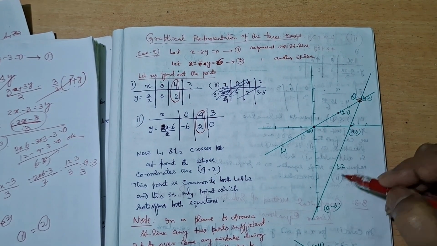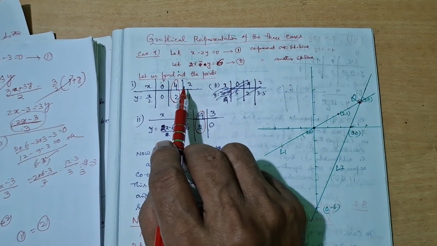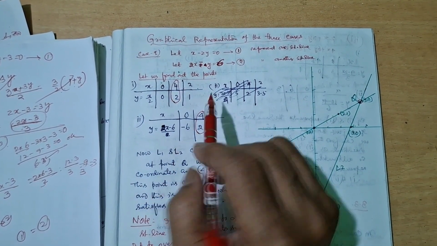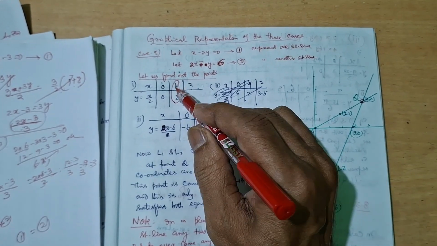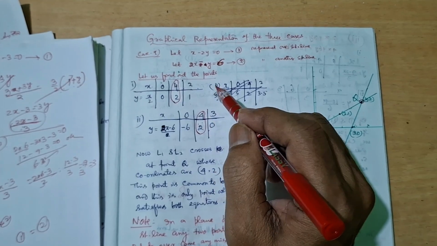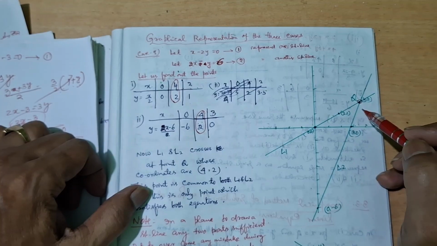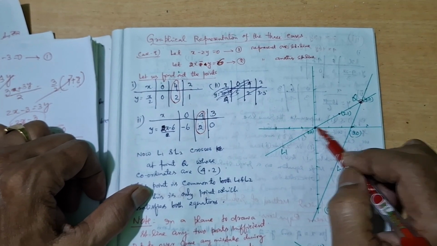It is L1, it is L2. They will cross at this point, and during the process of finding the points, we also know that (4, 2) is the solution. But let us verify it practically. In graph paper you can construct this, or also in this rough.